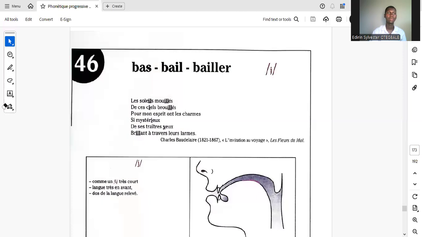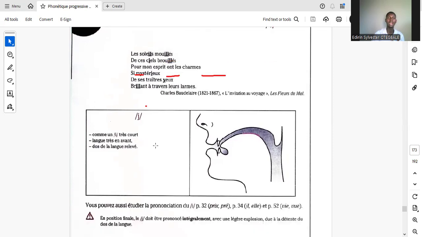So one more time, remember that this phoneme is very important. And look at the words ba, by, bailler. We have le soleil mouillé, de ce ciel brouillé, si mystérieux, de ces traits yeux, brillant à travers. So you see that phoneme revolving around the yi in soleil, mouillé, in ciel, in mystérieux. You see it in briller, you see it in brillant.